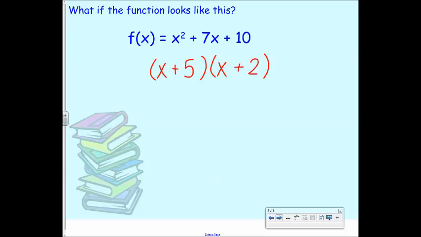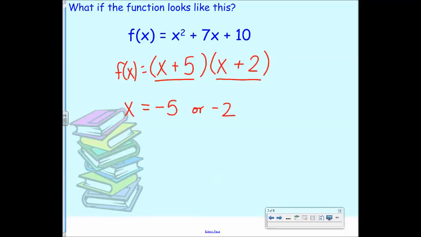So f of x equals this. Then how many answers am I going to have? 2. So x must equal what? Either -5 or -2. Okay, so you've got 2 answers. So the first thing you're doing is going back to what we did before. We're factoring. We're breaking it down. Once you've broken it down, you've got 2 answers. But they're not just whatever the number is. They have to be the opposite of it.